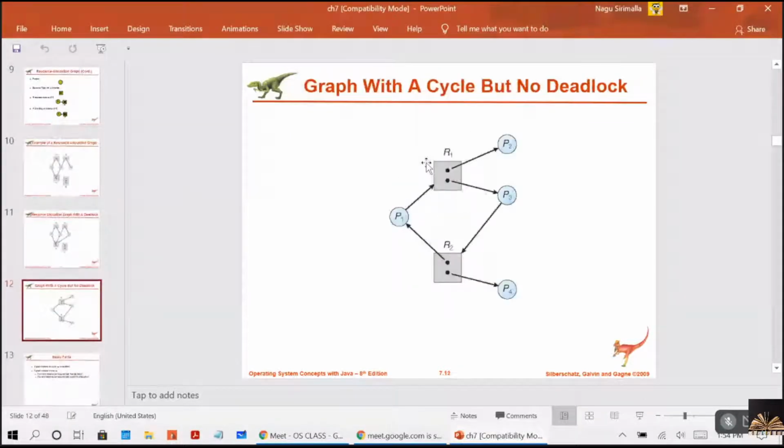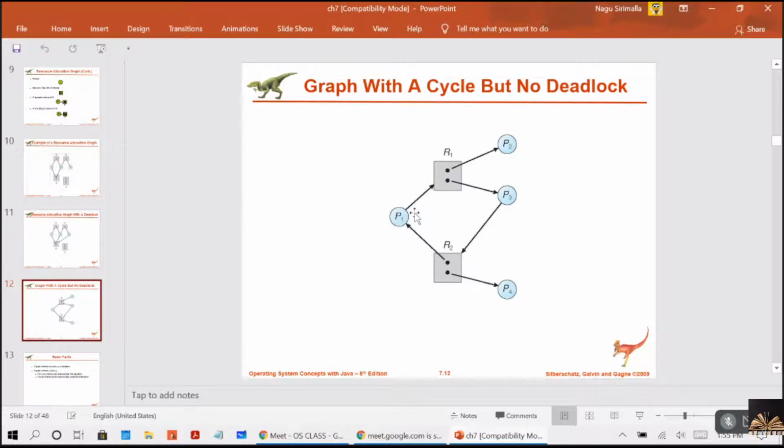I give you one more example. There is a cycle, but there is no deadlock. Why? There is a loop: P1, R1, P3, R2. But I am telling you there is no deadlock. Why? Because here processes P2 and P4 do not satisfy hold and wait, because they are not waiting for any other resource, so after use they will release R1. Once the instance of R1 is released, it will be assigned to P1.